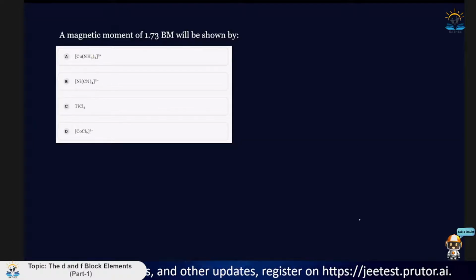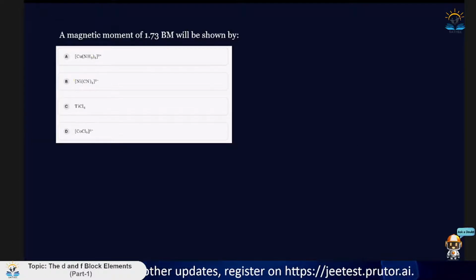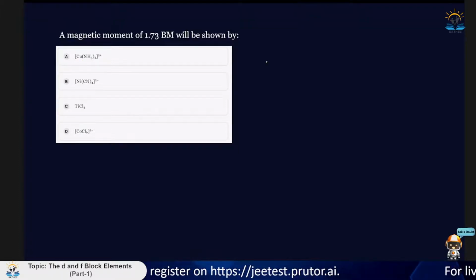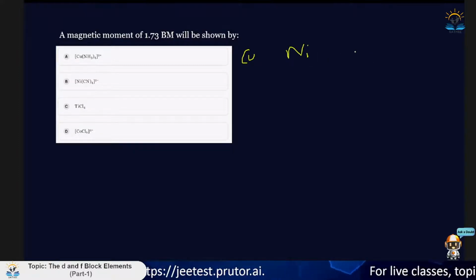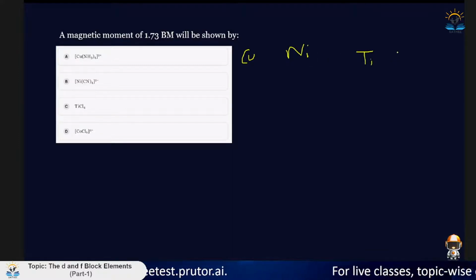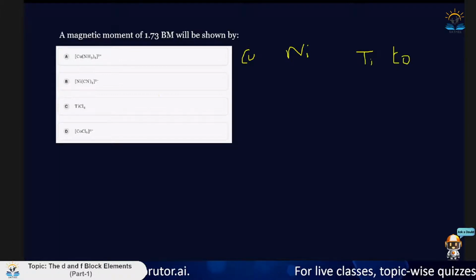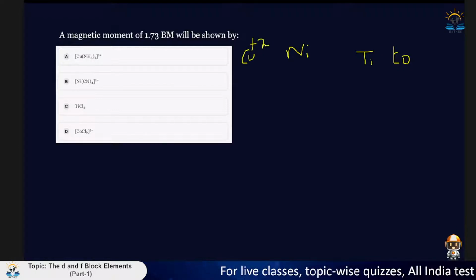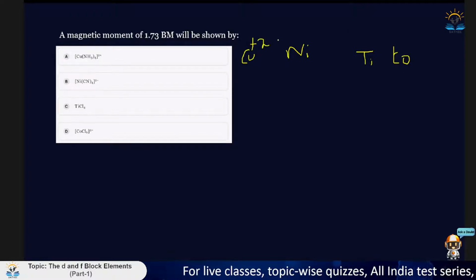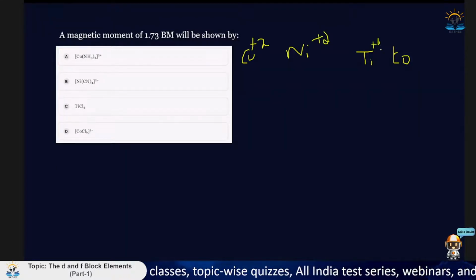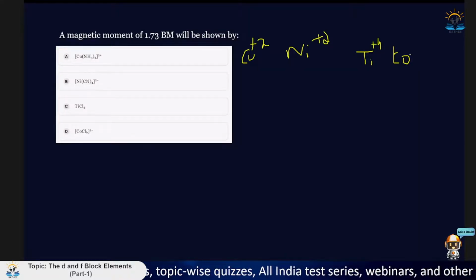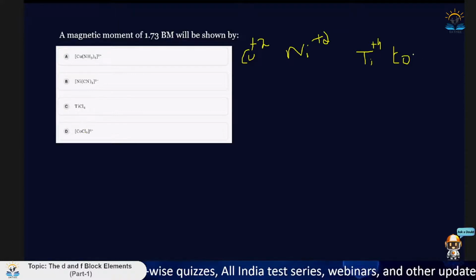Now, what we have is a complex compound, right? And we have different kinds of central metal atoms. In this case, we have copper, nickel, Ti, and Co. Now, if you actually know how to calculate it, you will know that this is Cu plus 2. This is Cu plus 2. This is Ni plus 2. This is Ti plus 4. And this Co is in plus 2.